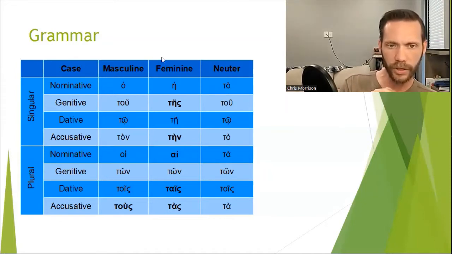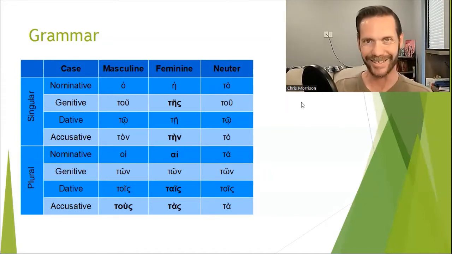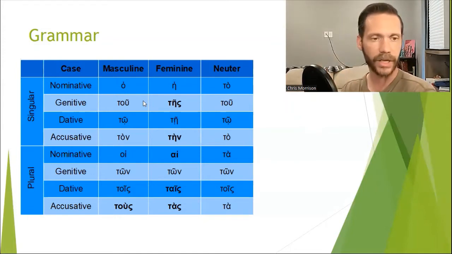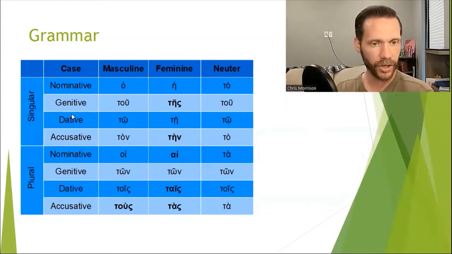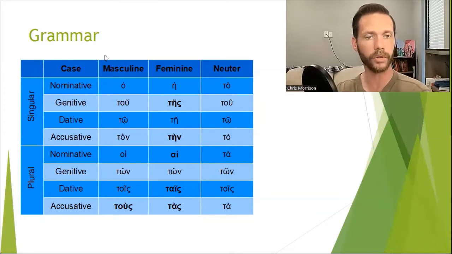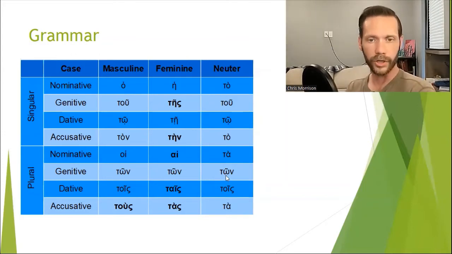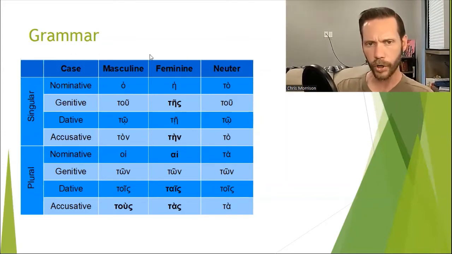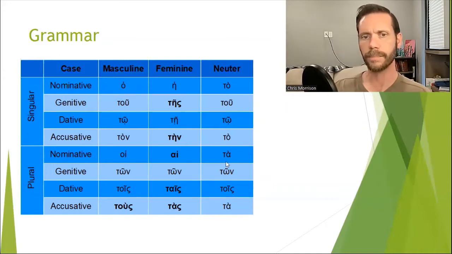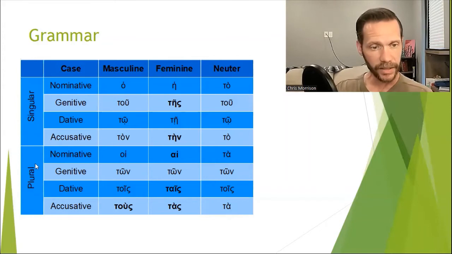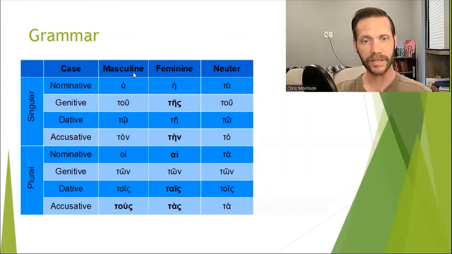So at this point, you should recognize this as the definite article, basically your "the" and all the different functions that it has. You should recognize your nominative, genitive, dative, and accusative cases, your nominative in both your singular and your plural. And in Greek, we have a masculine gender, a feminine gender, and we also have a neuter gender. Now, this same word will be spelled differently depending on its case, its number, and its gender.